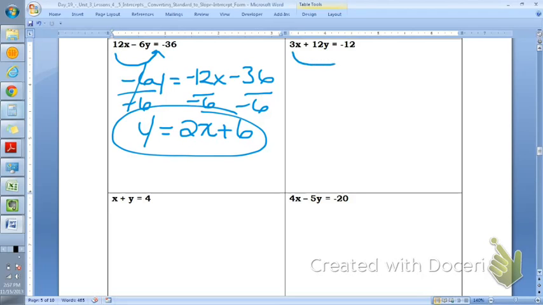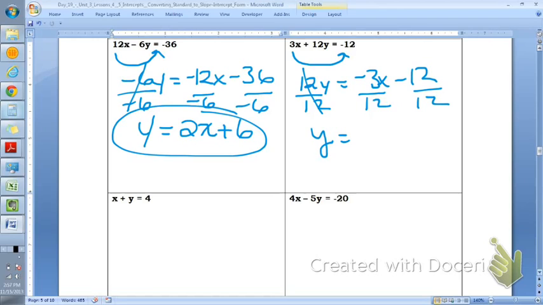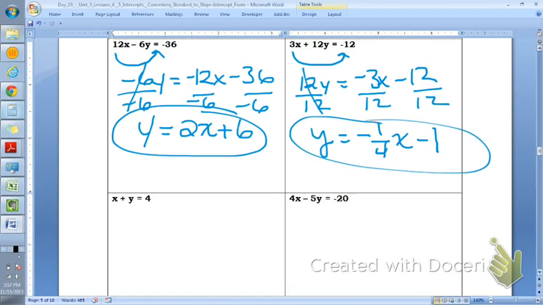Next one, if you move your 3x to the other side, you should have 12y is equal to negative 3x minus 12. Divide everything by 12. So that cancels out. You get y is equal to negative 3 over positive 12 equals a negative 1/4 x minus 12 over 12 is 1. I can't tell you how many people I see write 0 there, so just be careful. You're dividing, not subtracting.